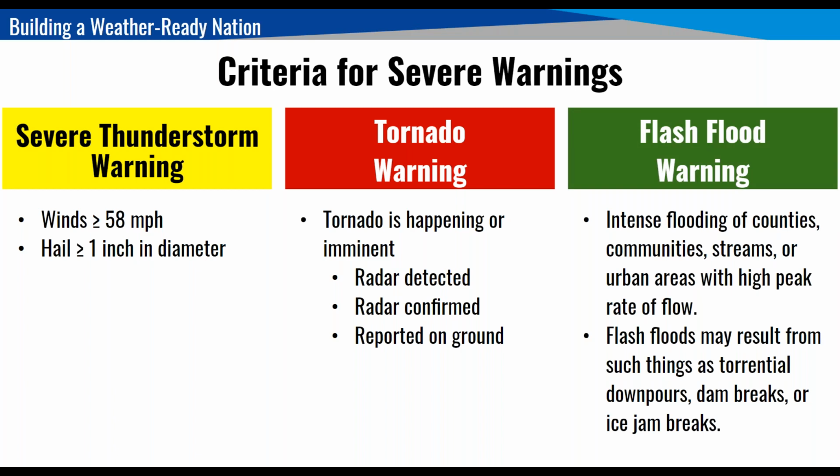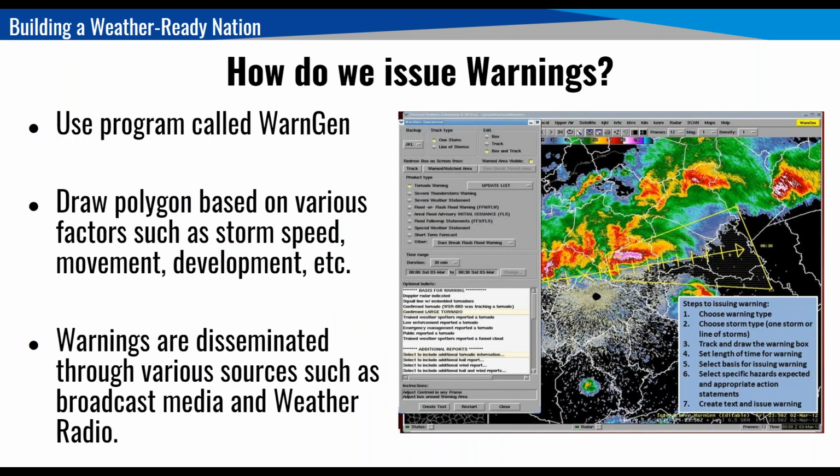Lastly is a flash flood warning. This usually occurs when there's intense flooding of different counties, communities, streams, based off the high peak rate of flow of water. And flash floods may result from different things such as torrential downpours and even dam breaks or ice jams, more or less across the Ozarks region. We're generally concerned about torrential downpours resulting in flash flooding across the region.